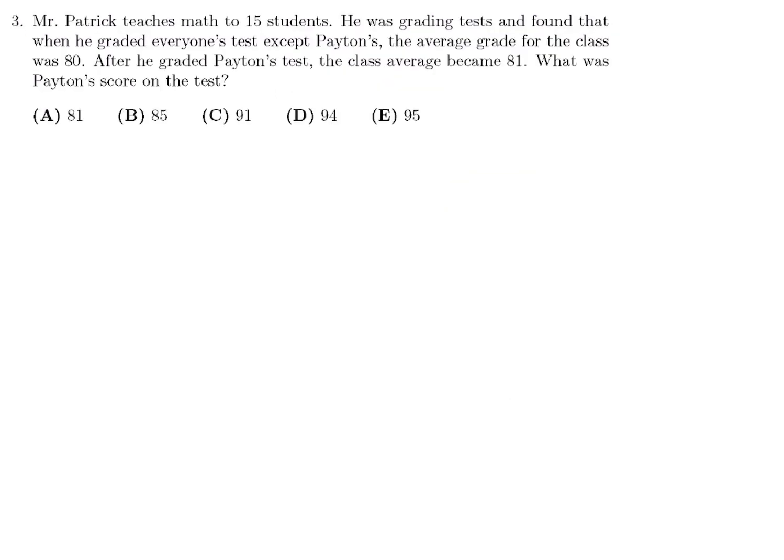Mr. Patrick teaches math to 15 students. He was grading tests and found that when he graded everyone's tests except Peyton's, the average grade for the class was 80. After he graded Peyton's test, the class average became 81. What was Peyton's score on the test? 80 times 14 students is the total score for those 14. And then if you add Peyton's score and then divide by 15 students, you will get the average, which they are saying is 81. So this is the math.